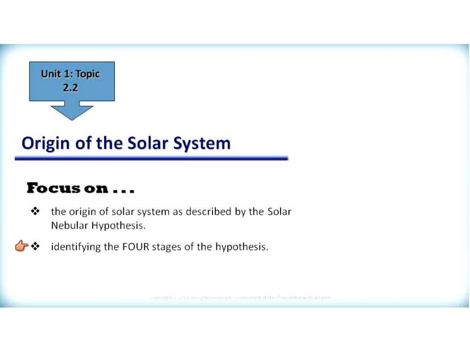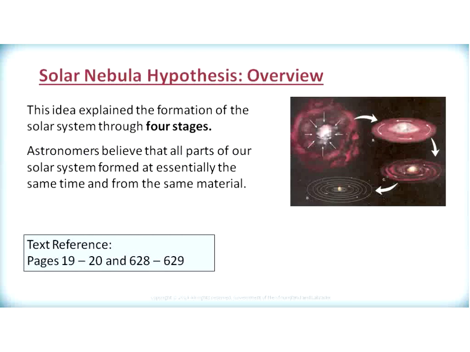Solar nebula hypothesis in an overview. This idea explains the formation of the solar system through 4 stages. The first stage will focus on all the gas and dust that once existed in the atmosphere contracting to form what we call our solar system.